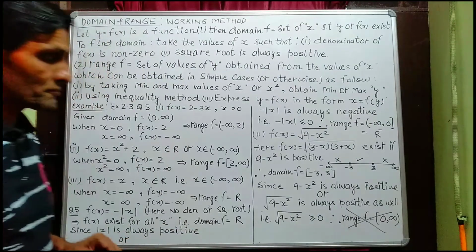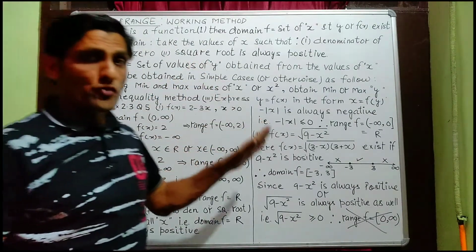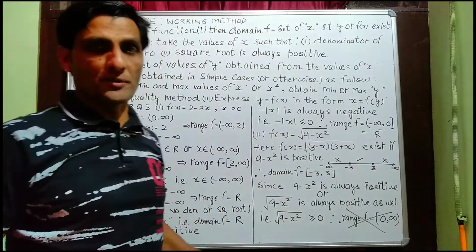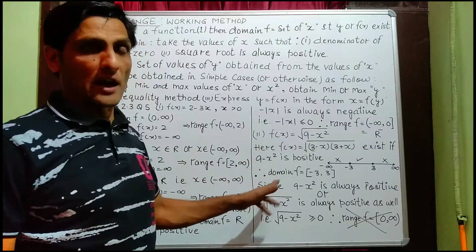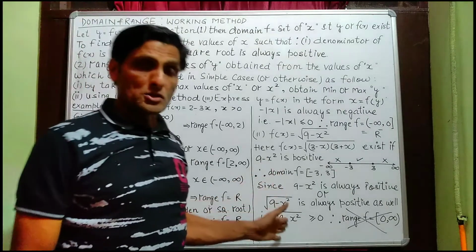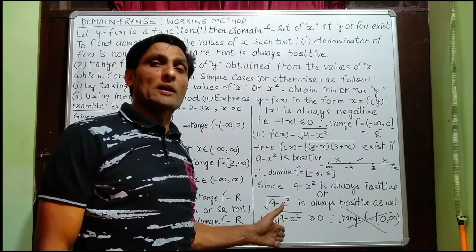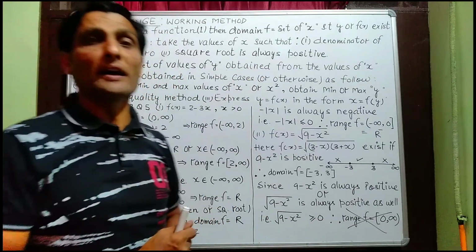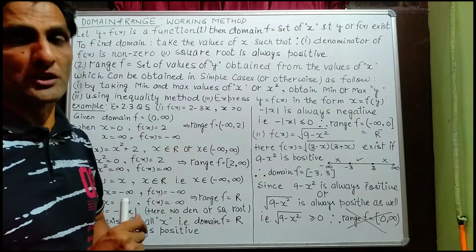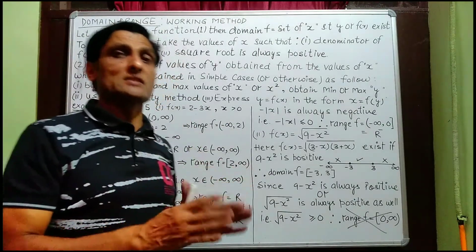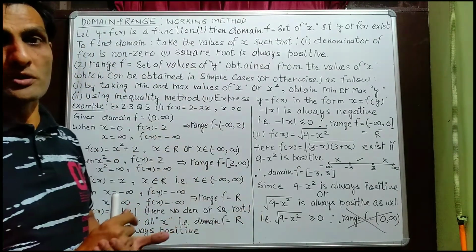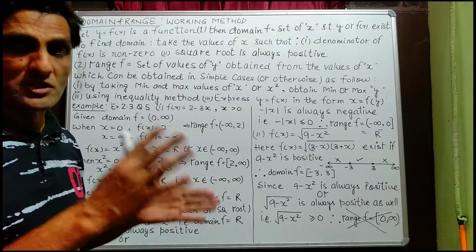Why is this wrong? Because to find the range, you are not taking the values of x into consideration. It is correct that under root 9 minus x square will be positive, but it is not correct that the value of under root 9 minus x square can go to infinity, because here the value of x is restricted from minus 3 to 3. So the value of y is also restricted, but from which value to which value? This is how to find range.